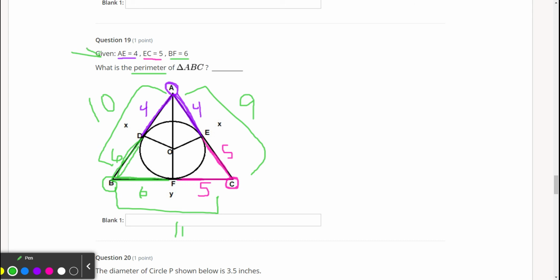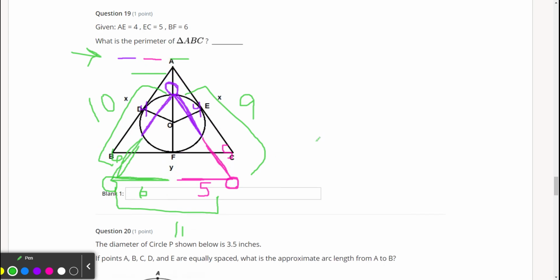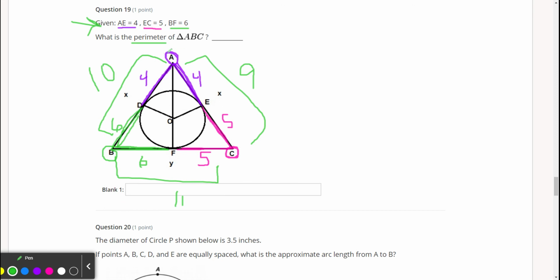Use what you're given and label a picture. On the SOL, you're not going to be able to type on this, just like you can't type on your computer, but you can draw it on a piece of paper. Label everything. Remember that on tangents, they meet at right angles and they're congruent. Everybody good with 19?